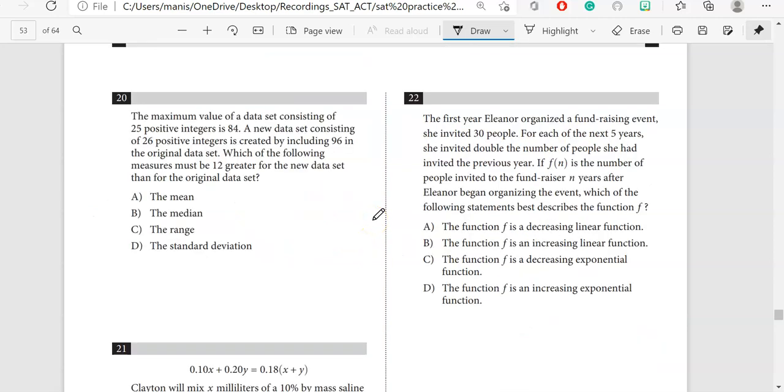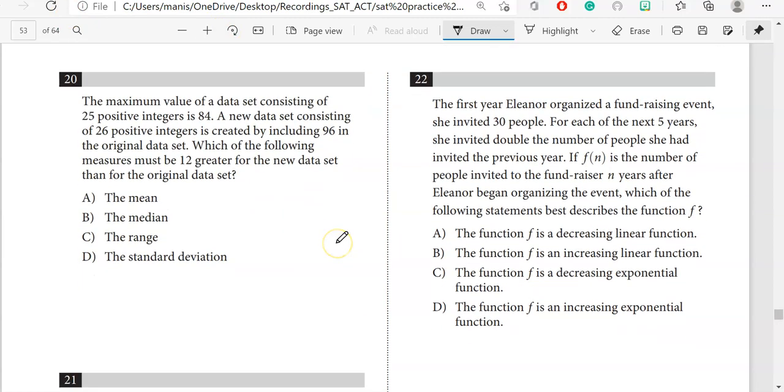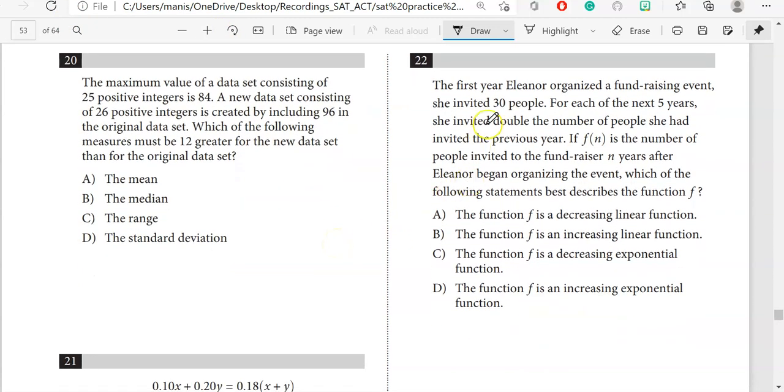The maximum value of a data set consisting of 25 positive integers is 84. A new data set consisting of 26 positive integers is created by including 96 in the original data set. Which of the following measures must be 12 greater for the new data set than the original data set?